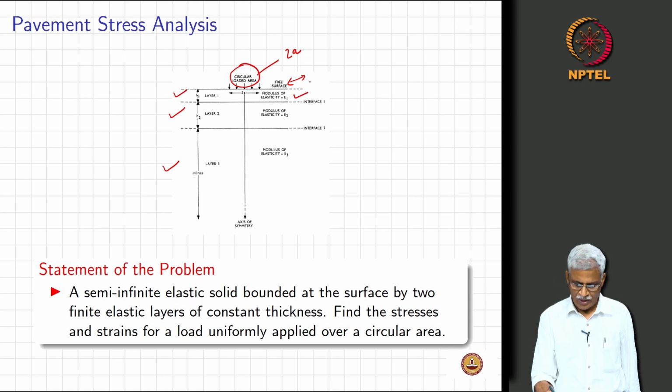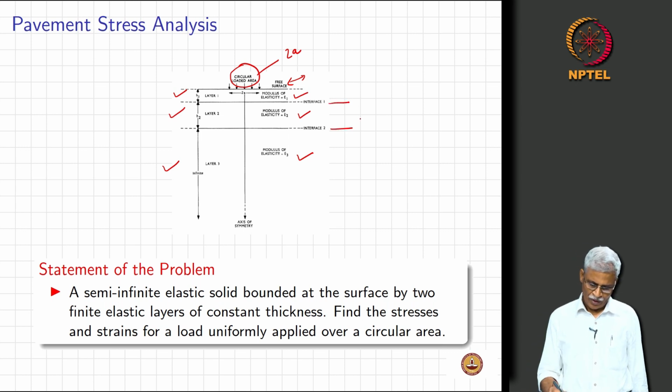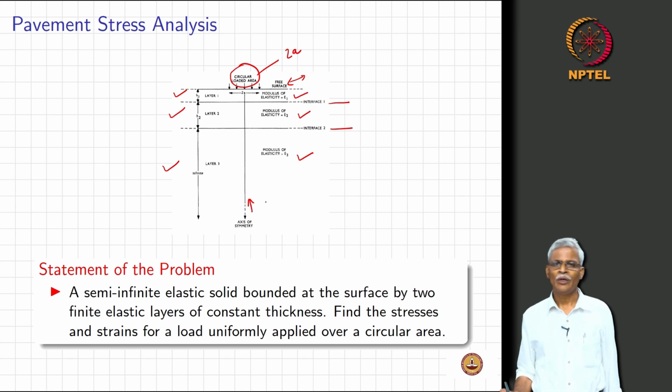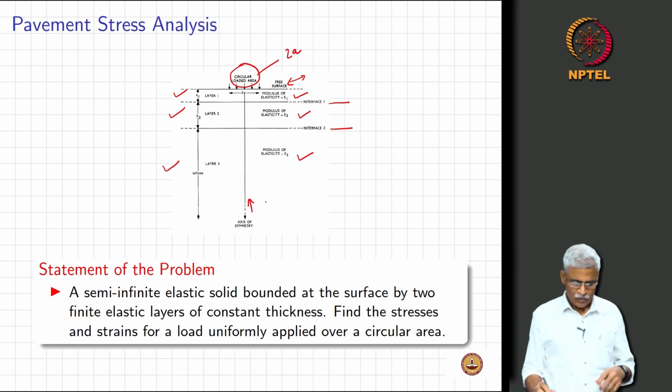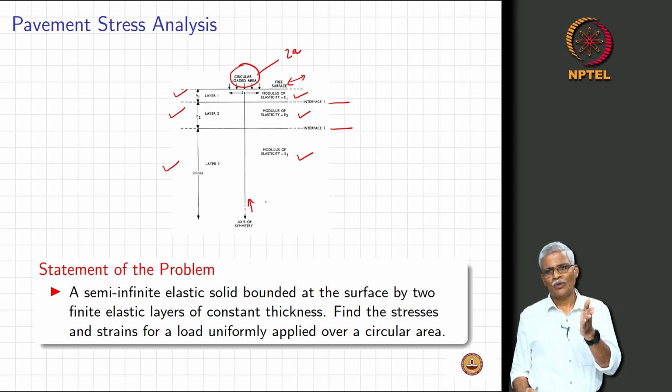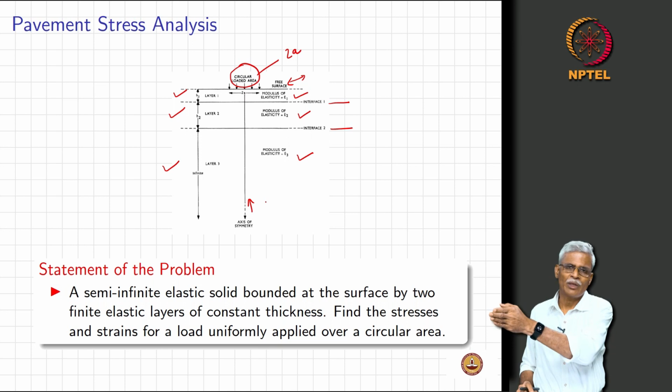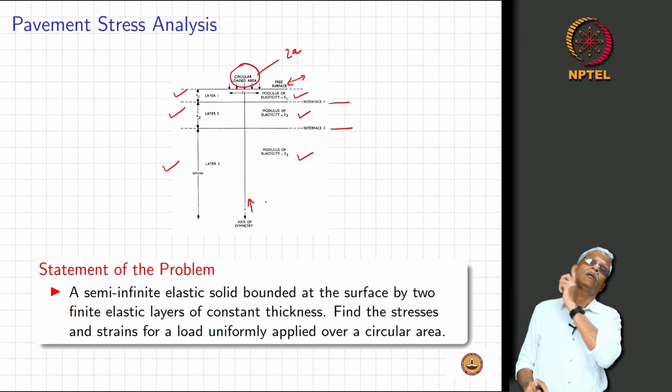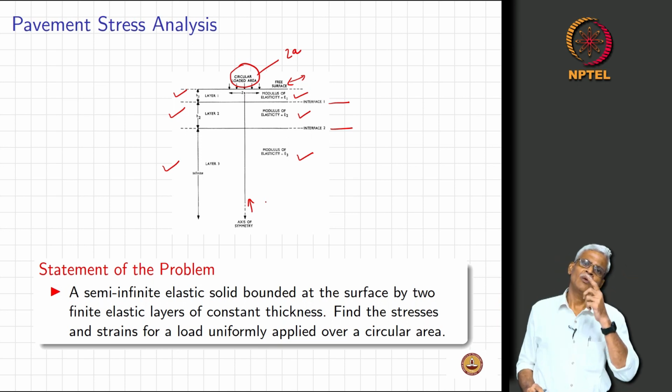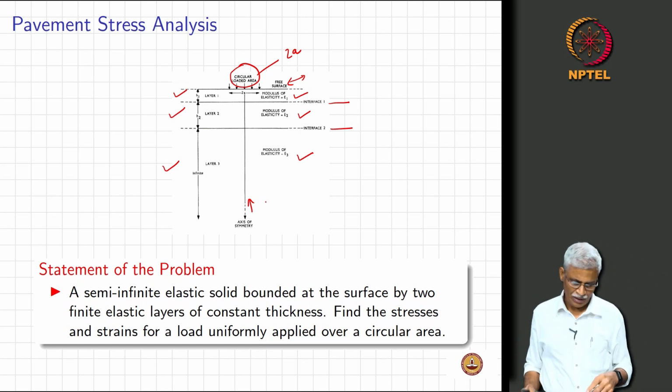So, this is E1, E2 and E3. This is interface 1, interface 2, and this you see here is the axis of symmetry. So, it is enough if we just find out with respect to one particular radial direction, and due to the symmetry we can find it out at every other point, right.